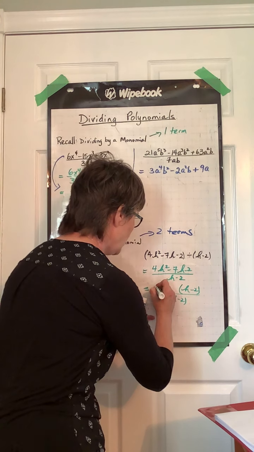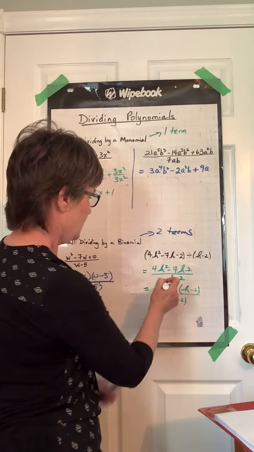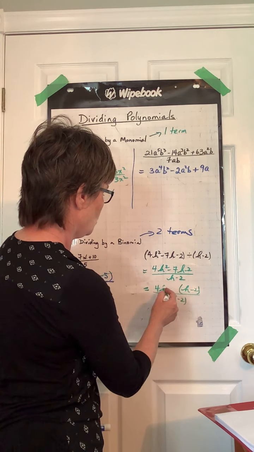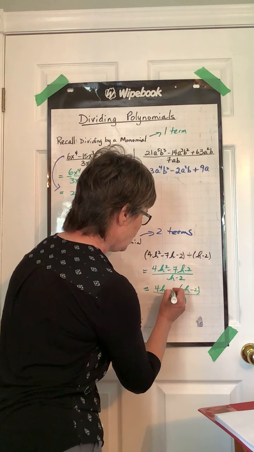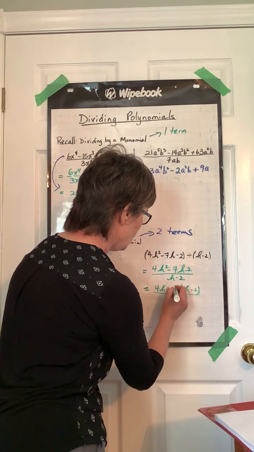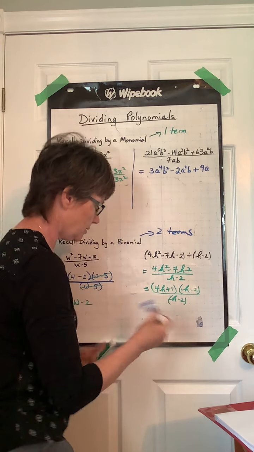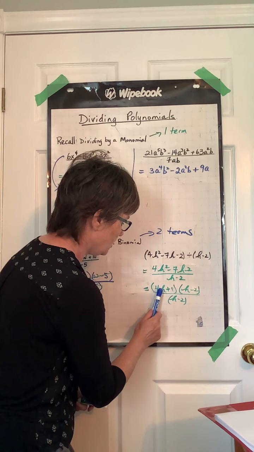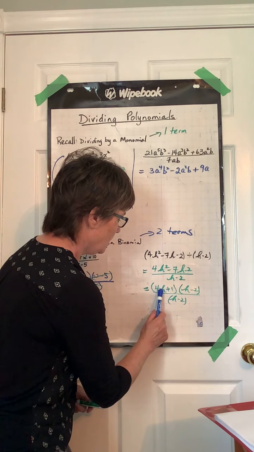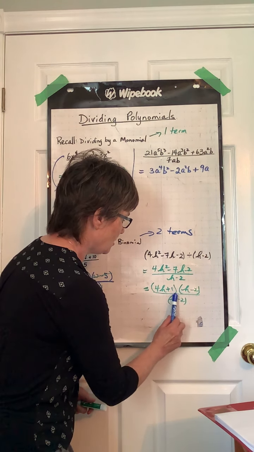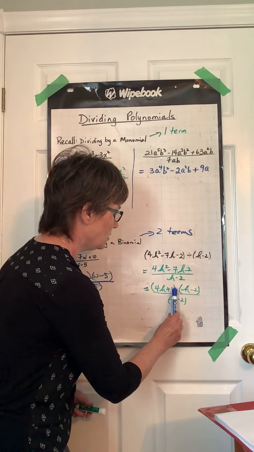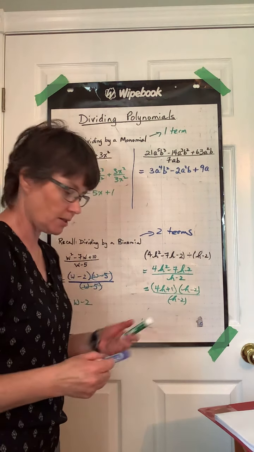we'll have 4h plus 1. Okay, so let's double check. Check this. If I were to multiply this out, I'd have 4h squared minus 8h plus h, which is minus 7h, subtract 2. Yes, so that works out.